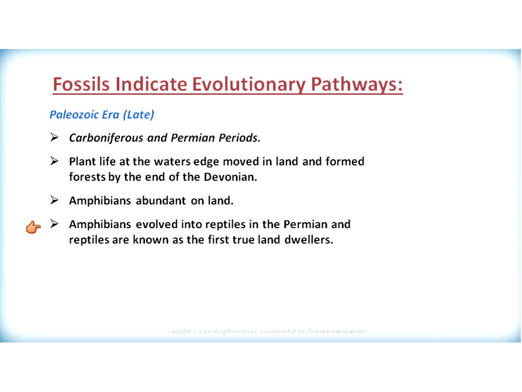And the amphibians evolved into reptiles in the Permian, and reptiles are known as the first true land dwellers that actually lived on land and reproduced without going back to the water. This is one advancement of the reptiles over amphibians. Reptiles developed a hard-shelled egg, which enabled them to reproduce and live on land, whereas the amphibians had soft-shelled eggs and needed an aquatic environment in order to reproduce.